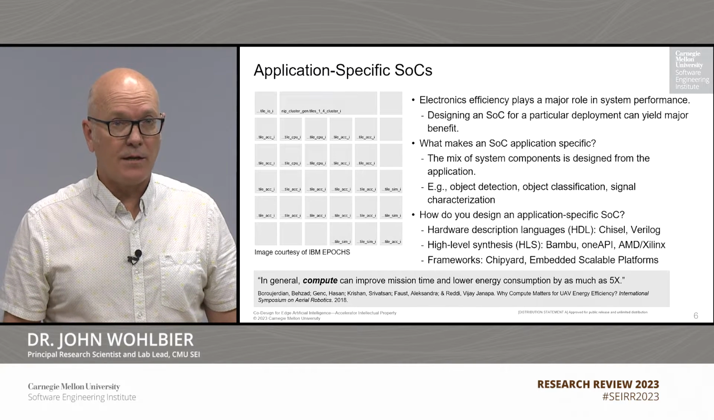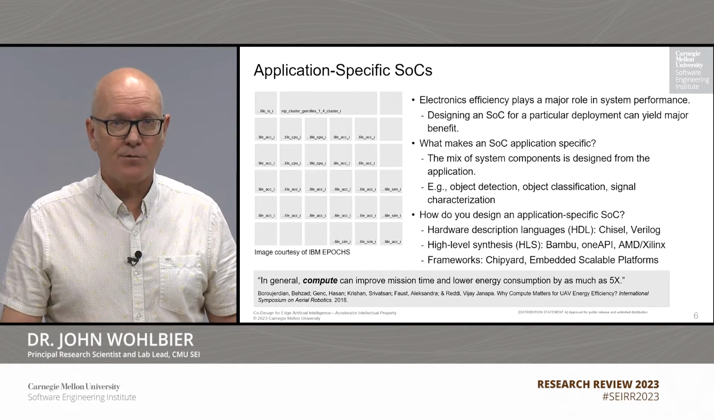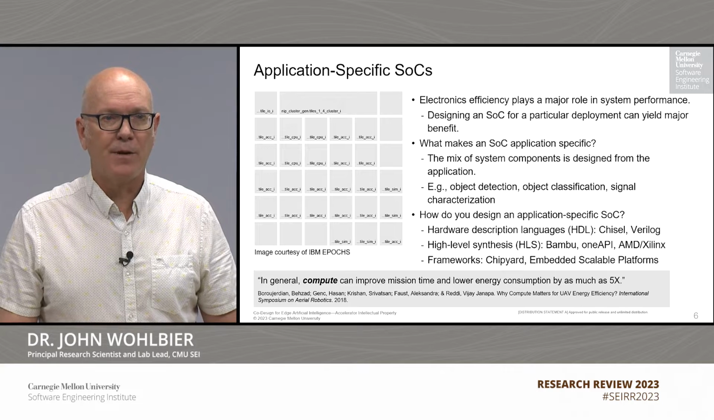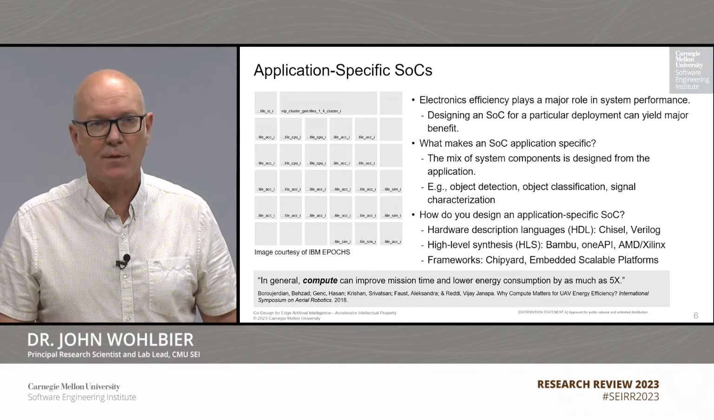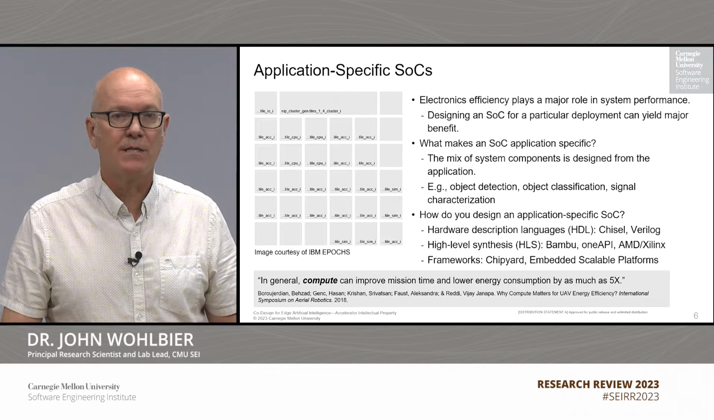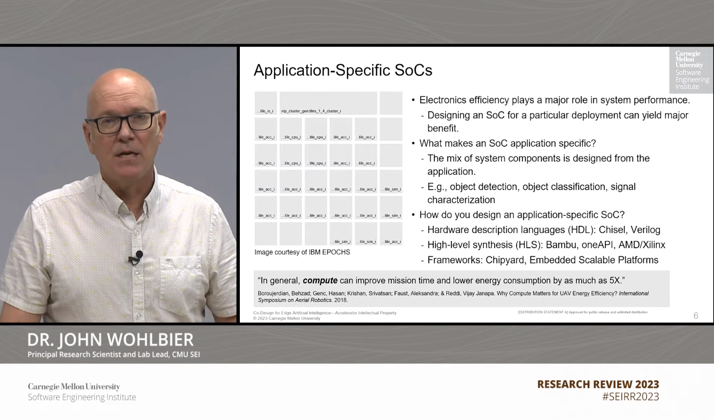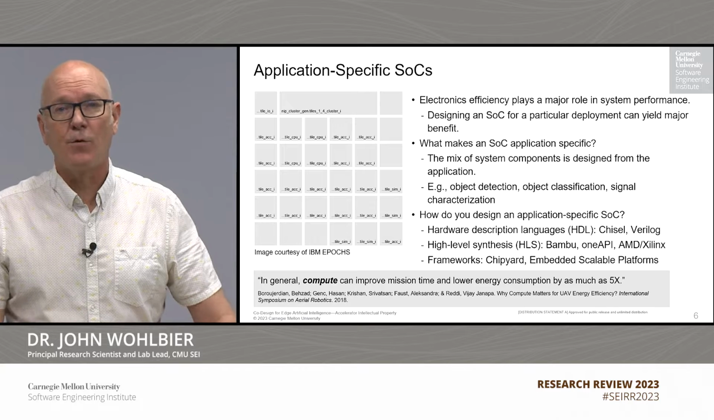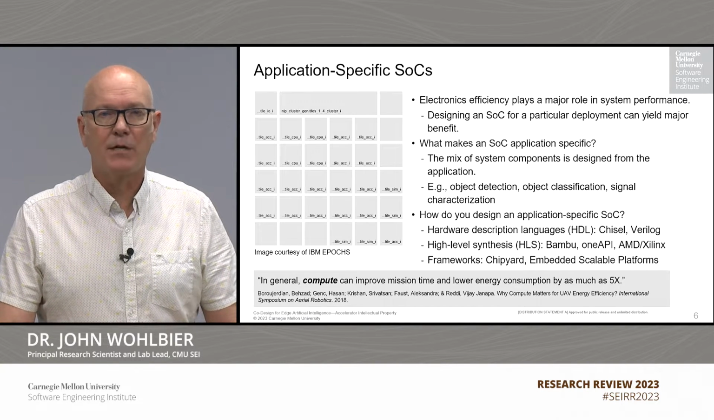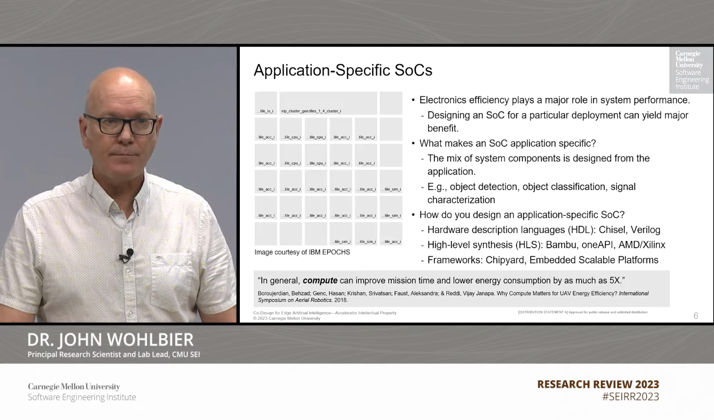It turns out that electronics efficiency plays a major role in system performance, and designing an SoC for a particular deployment can yield major benefits. So for example, the quote at the bottom of the slide talks about how compute can improve mission time and lower energy consumption by as much as 5x. So if you can design an SoC for your specific application, your application and mission can greatly benefit.